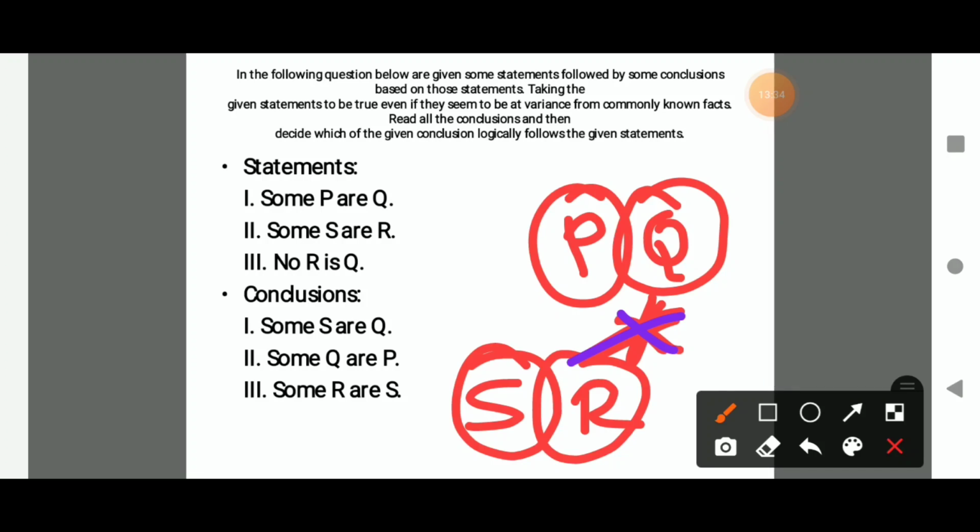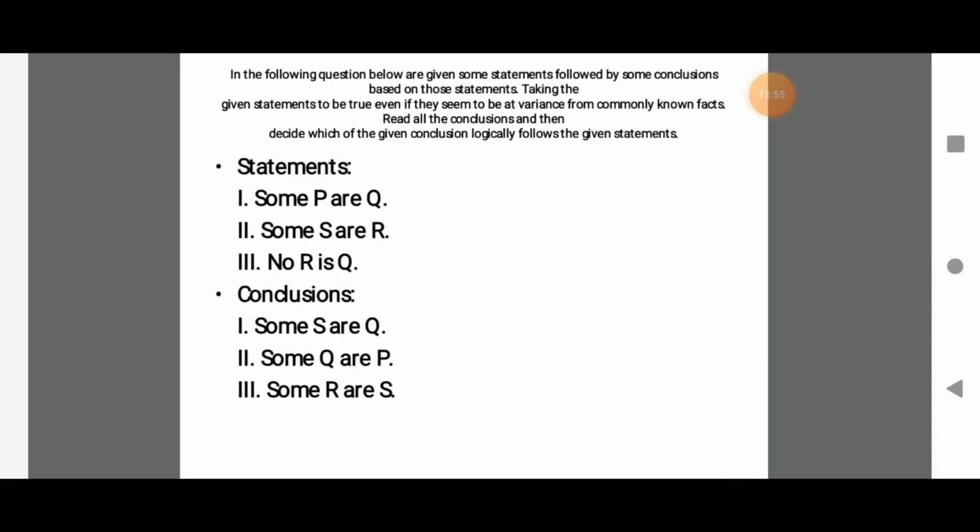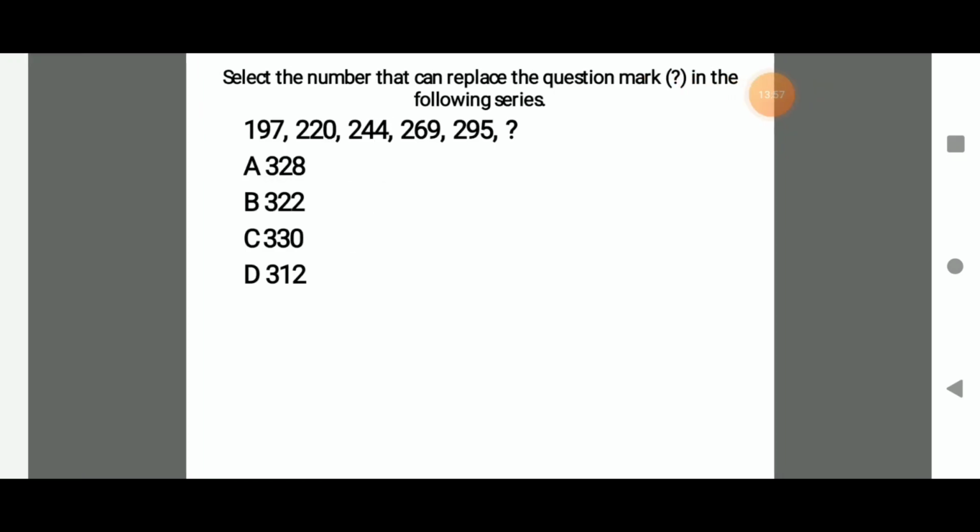Conclusion number 1 is some S are Q. There is no relationship between S and Q. This was wrong. And the next conclusion is some Q are P. This portion of the Q are P. So conclusion number 2 is correct. Some R are S. So this portion of R are S. So only 2 and 3 follow. Option B will be the correct answer to this.